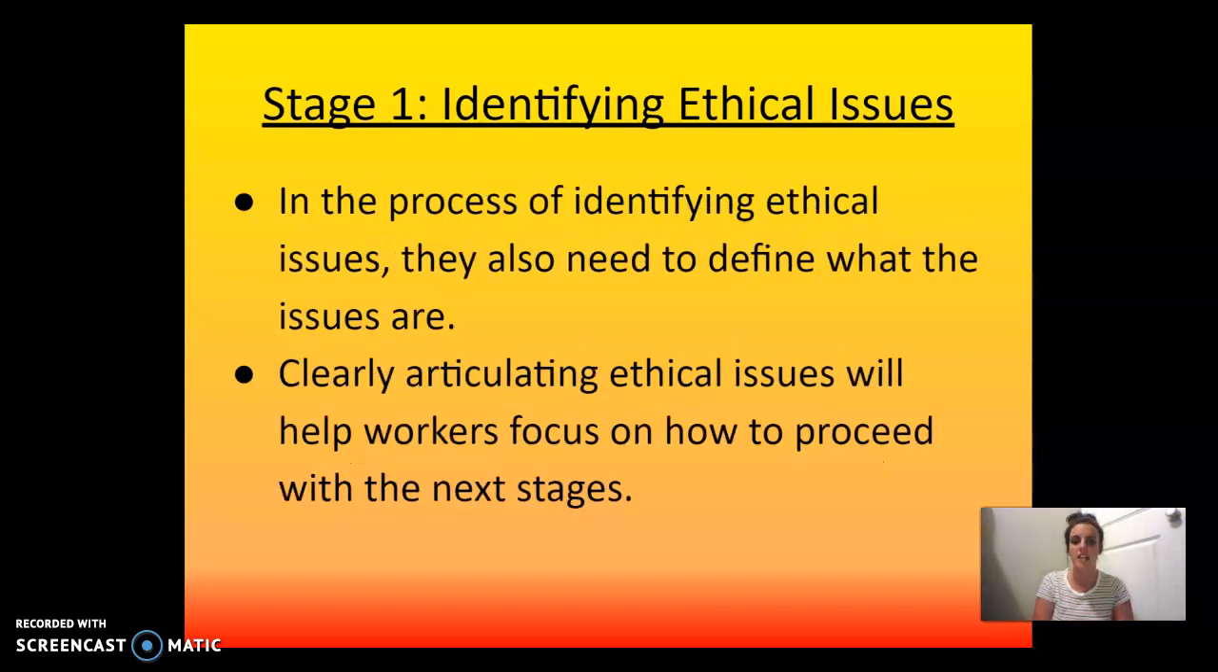And you really want to articulate the specific issue. So if we're looking at the next slide, we want to not just say, hey, I think confidentiality was breached. That's a little vague. You really want to define what exactly happened. What are the client's rights? What rights are being violated? And why is this an ethical issue? And that will really help you as you go through the next stages because it gives you a specific target to focus on.